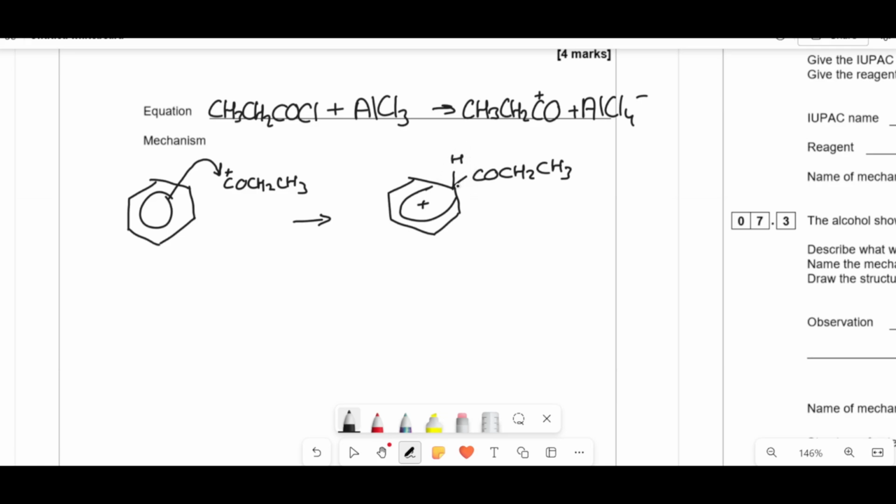The only option it has is to boot off the H that was already there. Remember that there's always H's on all of these. By booting it off, we don't do this, because that means it's giving an electron away to this. You'd get an H minus and then a 2 plus here. We don't want that. We need to put electrons back into the system, so this bond breaks like that.